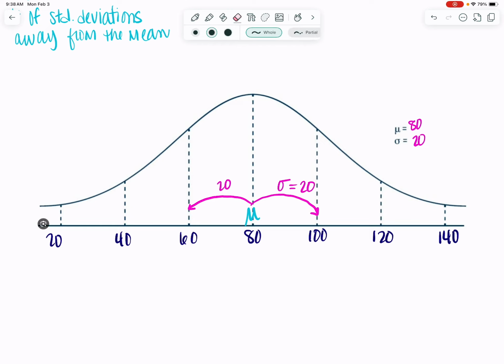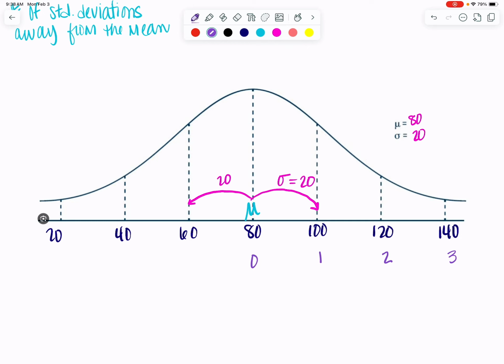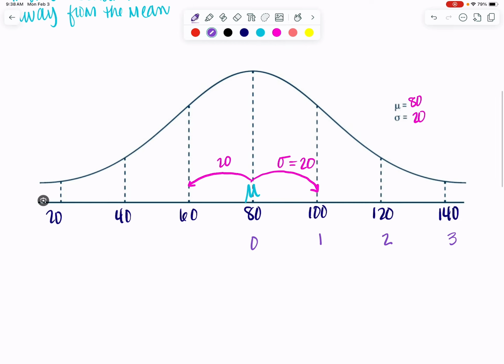I also know that I can put in some z-scores. I know that mu has a z-score of 0. One standard deviation away gives me a z-score of 1. 2 standard deviations is 2. 3 jumps or 3 standard deviations from the mean gives me a z-score of 3. And I know that my normal curve is symmetrical. So if I can get one side, I can get the other.